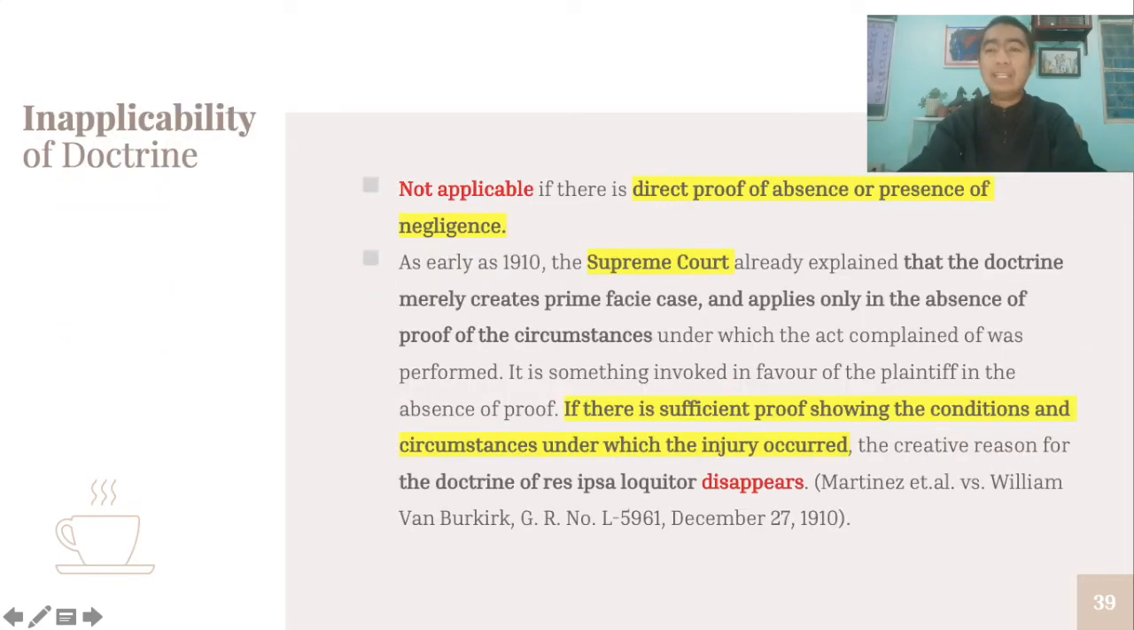The inapplicability of this doctrine. First, it is not applicable if there is direct proof of absence or presence of negligence. As early as 1910, the Supreme Court already explained that the doctrine merely creates a prima facie case and applies only in the absence of proof of the circumstances under which the act complained of was performed. It is something invoked in favor of the plaintiff in the absence of proof. If there is sufficient proof showing the conditions and circumstances under which the injury occurred, the creative reason for the doctrine of res ipsa loquitur disappears. This was highlighted in the case of Martinez versus William Van Buskirk.